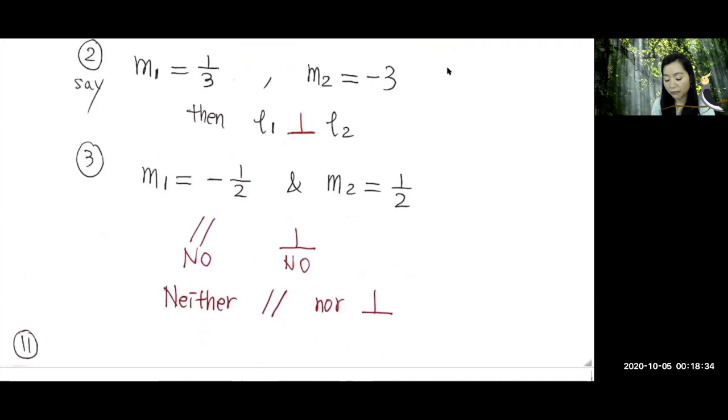Now what if m1 is -1/2 and m2 is 1/2? Now they are not the same, so the two lines are not parallel. They are not opposite reciprocals either, because even though they have opposite signs, the 1/2 and the 1/2 are not reciprocals. So they're not perpendicular either. So the answer is neither parallel nor perpendicular.